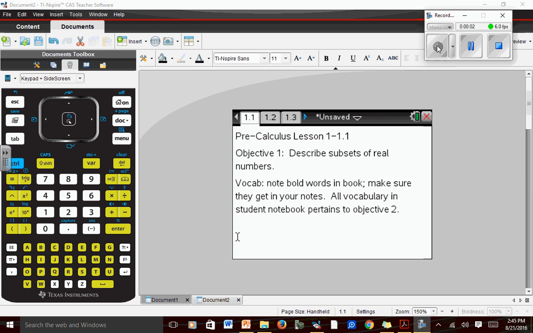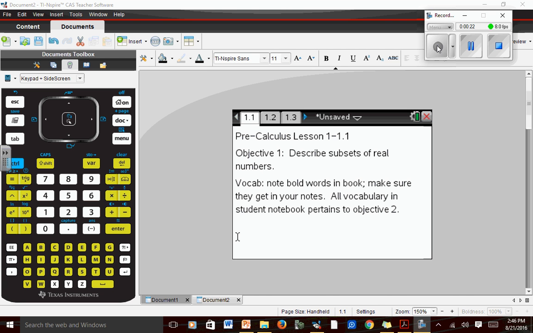Hello, pre-calculus students. I'm sorry I couldn't be with you today, but if you look up on the wall, you might be able to see my face and just think that I'm there with you, talking you through this lesson. I'm going to be walking you through the first objective for lesson 1-1 on functions.